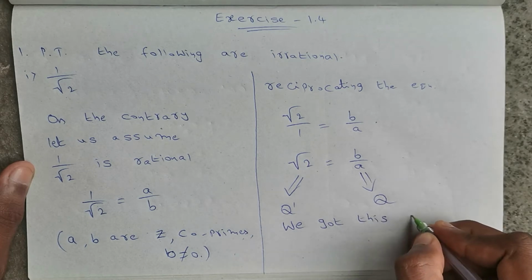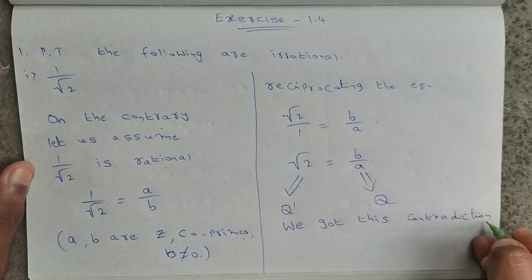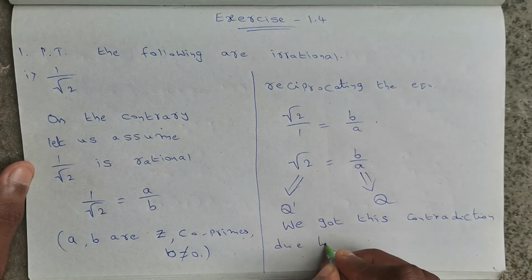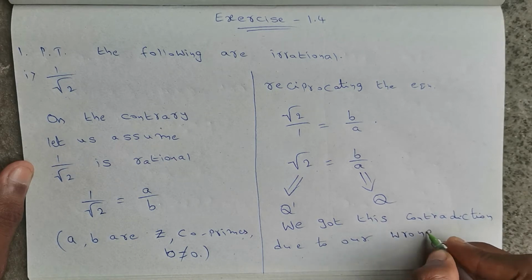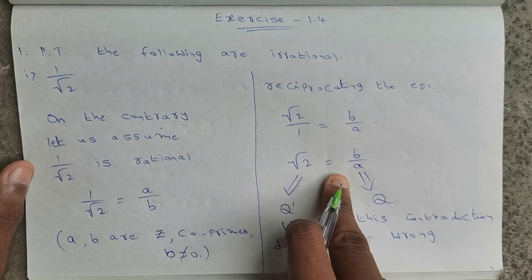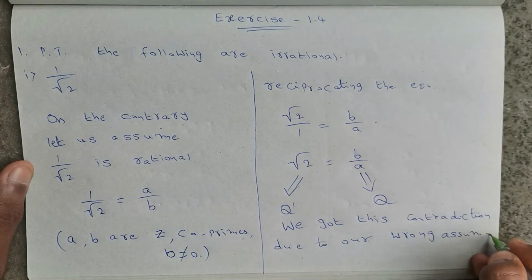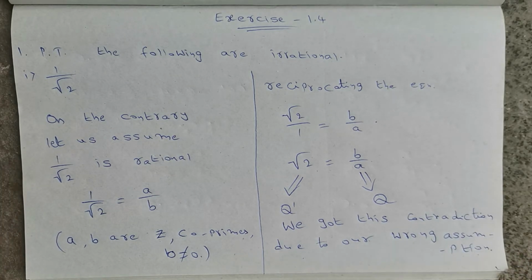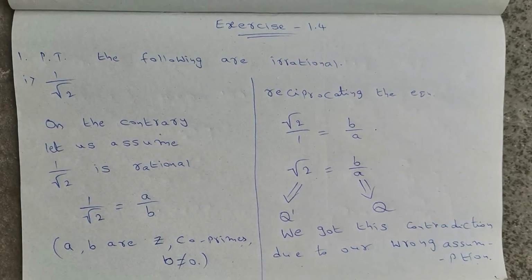We got this contradiction due to our wrong assumption. Here we assumed wrong. That's why here we got this contradiction due to our wrong assumption. So 1 by root 2 is an irrational number.